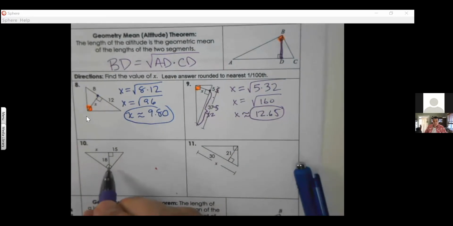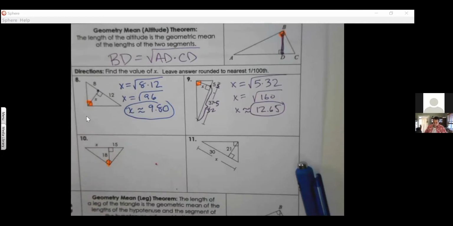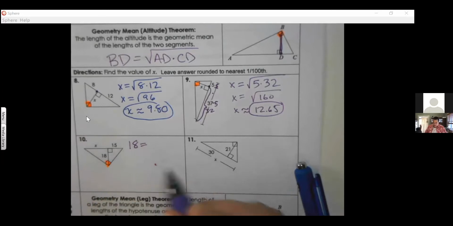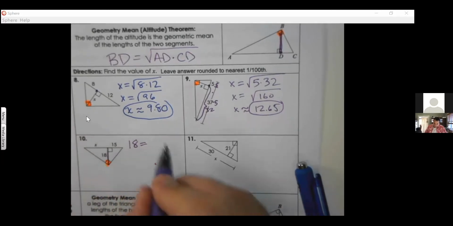Okay, same idea here. We're coming out of this square there. This time it's the 18 that's there. So that tells me that 18 is the geometric mean of the two that end on either side. So x times 15 square rooted.